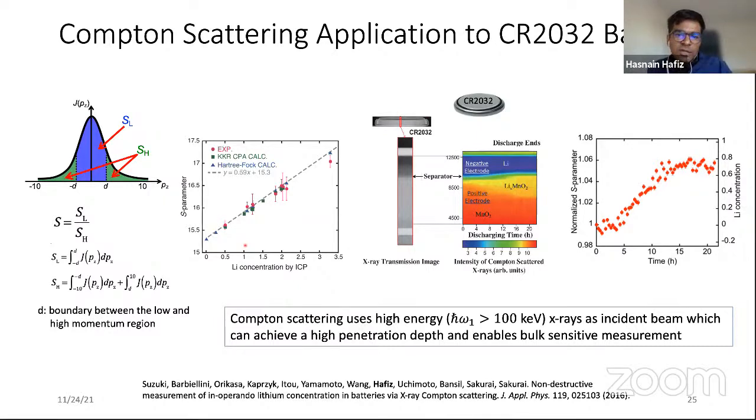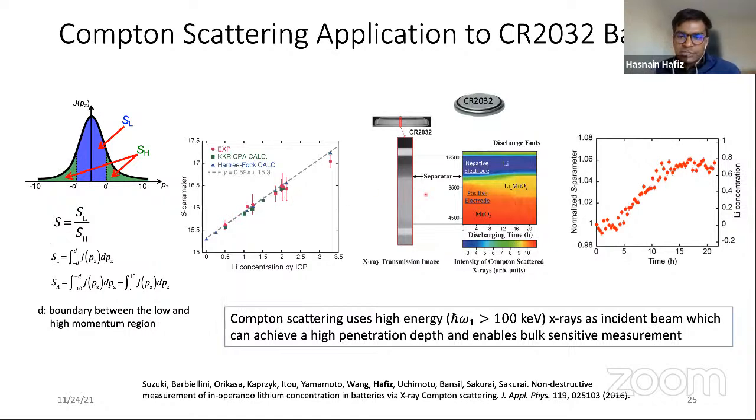In this work, Compton scattering is used to map the lithium distribution in a CR2032 battery. We construct a parameter called the S parameter using the Compton profiles, and we can actually show a linear relationship with the lithium concentration in a battery with this S parameter. You can also do all sorts of different theories. All of them actually agree very well.